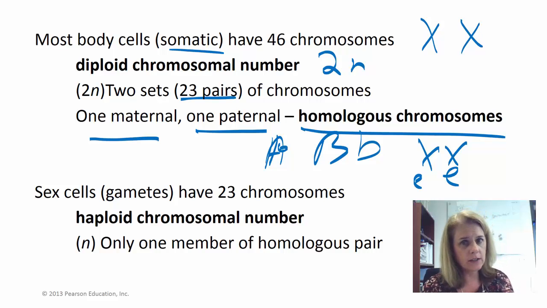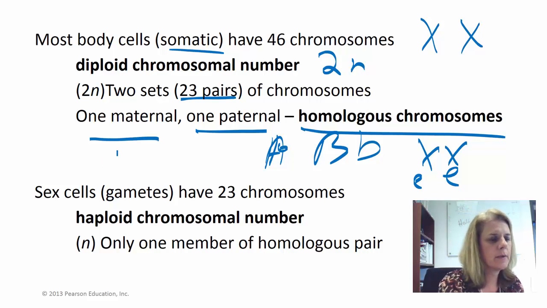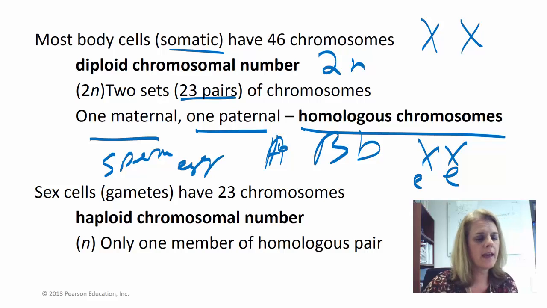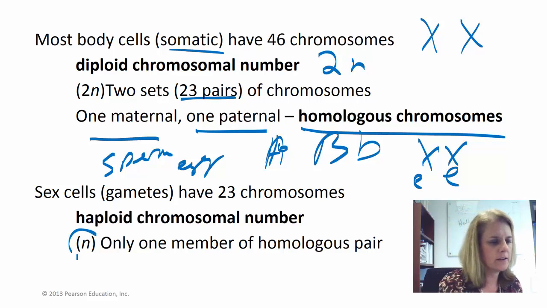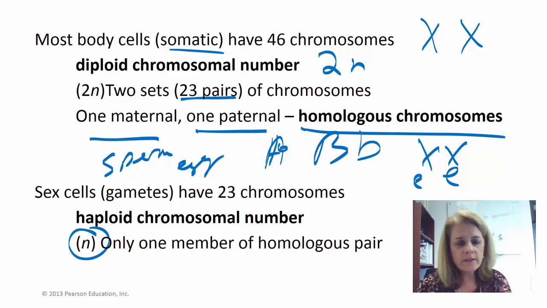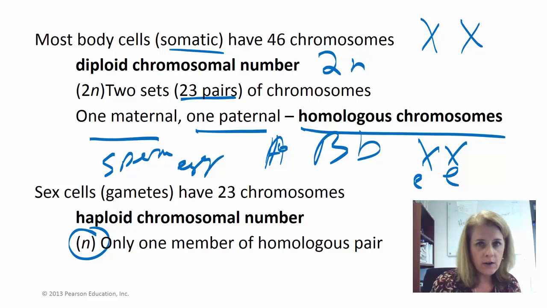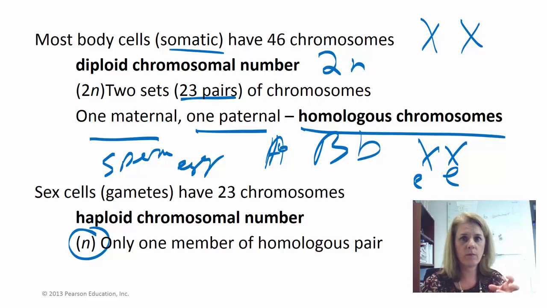Now in the sex cells, or your gametes, the sperm and the egg, they each only have 23 chromosomes. So they only have one set. So we say that's N, or haploid. And the reason they only have one set of the pair is so that you can take one from mom, one from dad, put them together, and now the embryo, the new baby, has 46 chromosomes. So the sperm and egg are only haploid. They have one set of chromosomes.